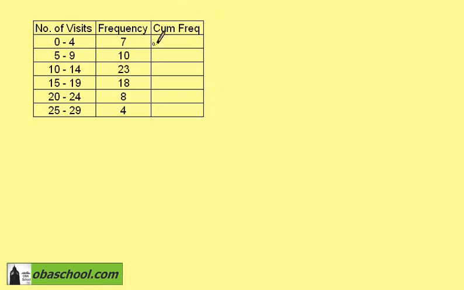Here we're going to produce something called cumulative frequency. In order to do this, we're going to consider the class 0 to 4 first. It has 7 pieces of data in it, so when we reach the end of this class, we've seen 7 pieces of data.